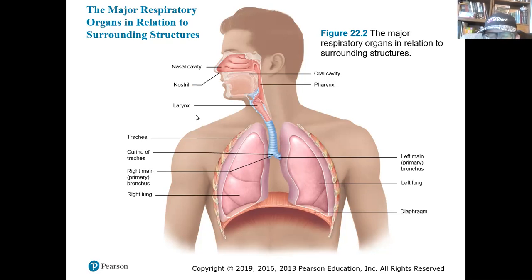So let's point out some other things. The right lung has 3 different lobes. The left lung only has 2 lobes. Another way of saying that, the right lung has 2 fissures dividing it into 3 lobes. The left lung only has 1 fissure.